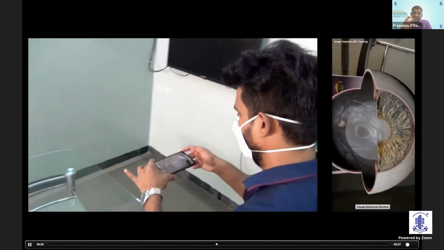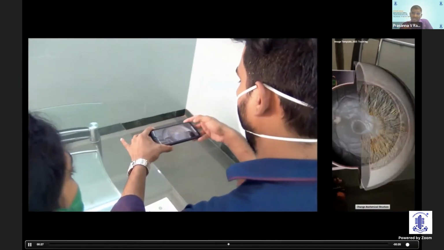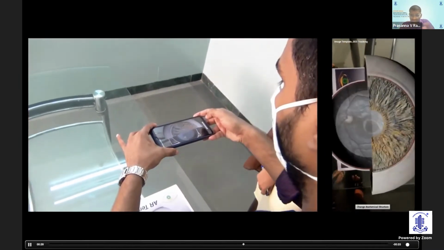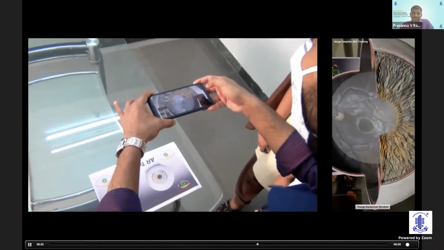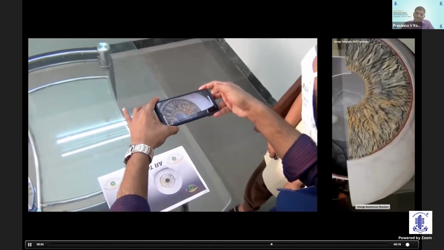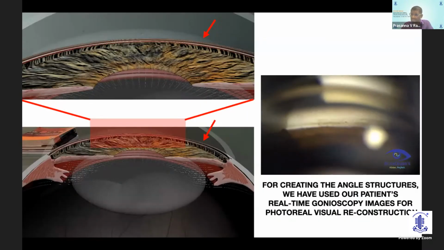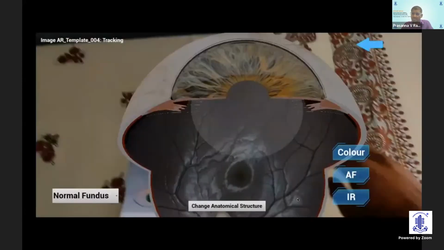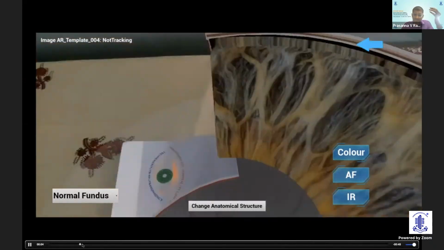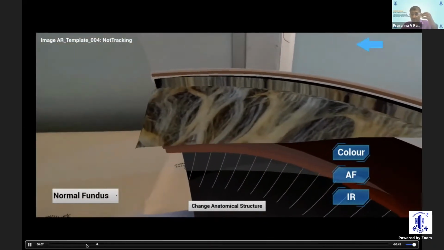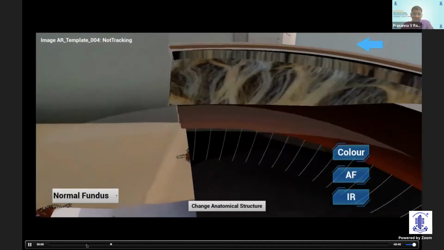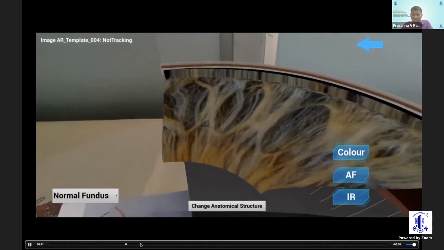The structures that a neophyte may not be seeing on day one in the OR, as well as in a real-time scenario, he'll be seeing the real confocal images of the retina. He can go in, he can appreciate the angles and whatnot. So we have used real fundus images, real angle images, and made these models. And you can see that counseling as well as teaching, the angle structures, the complex gonioscopic structures, the 5 structures from anterior to posterior can be beautifully shown.